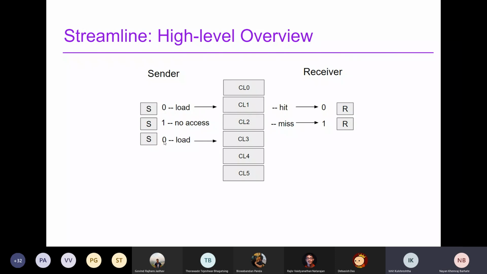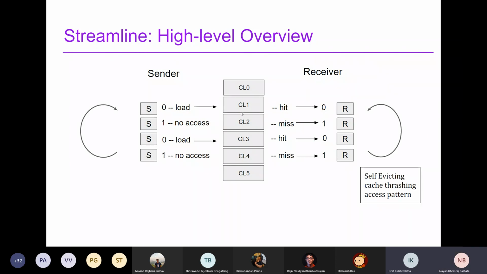Similarly, if it's a 0, then the sender would load it into the cache, and the receiver would get a hit. The main point to note here is that the address space is shared, and it's repeating. So it's a self-evicting cache access pattern. By the time the sender has wrapped around, the earlier blocks would have been evicted because the array space is much larger than the cache size.